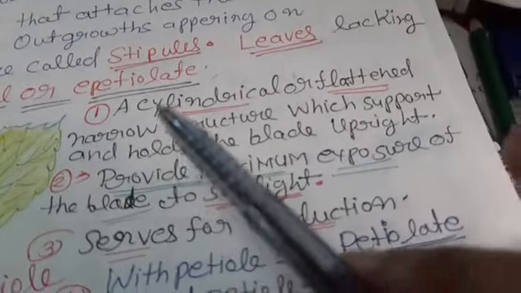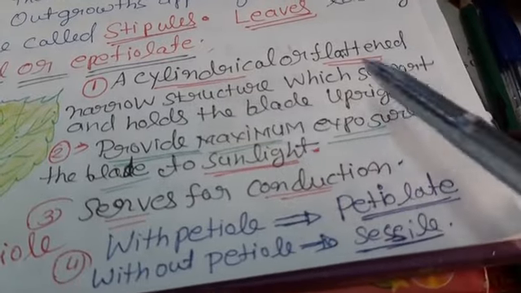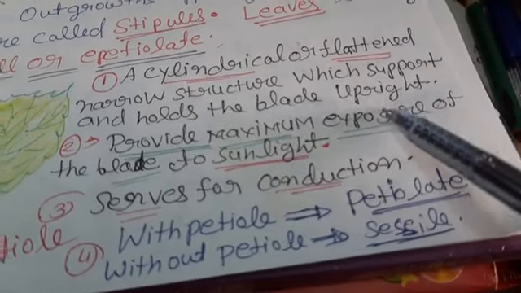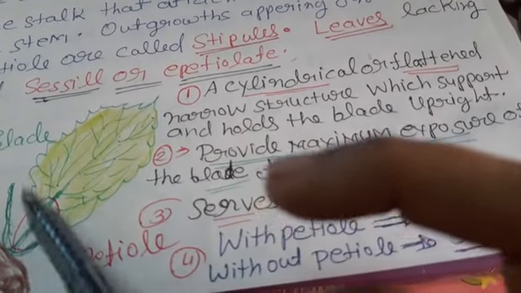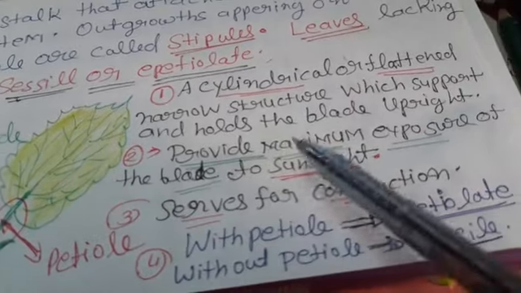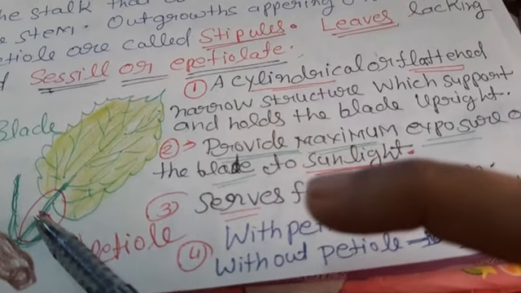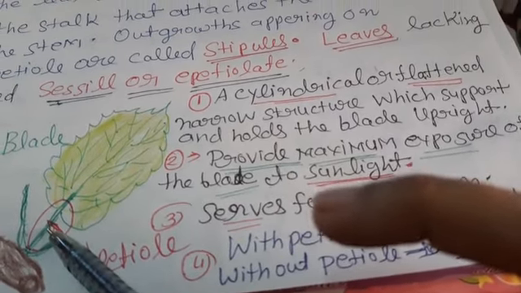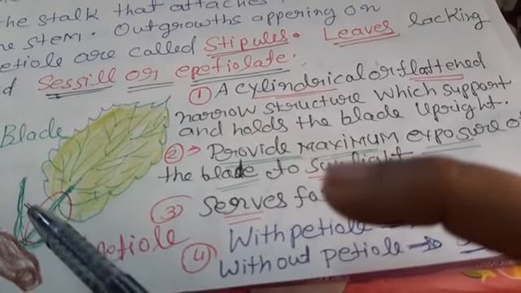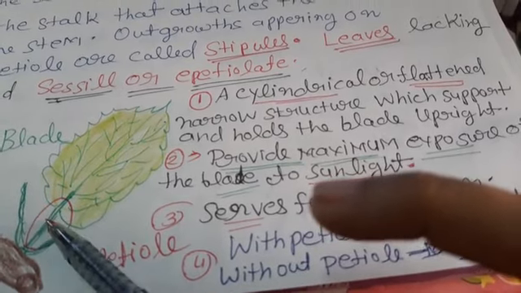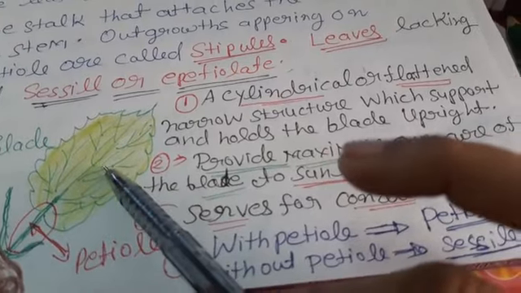Here we discuss some facts about the petiole. First, it is a cylindrical or flattened, narrow structure that supports the blade and holds it upright. This is the blade, and the petiole supports it and holds it upright.